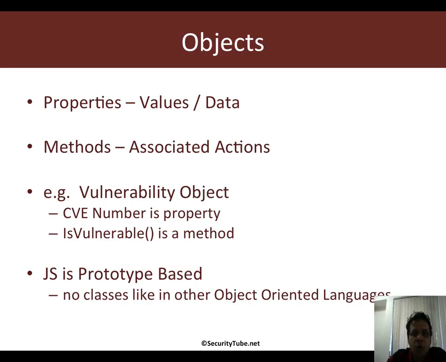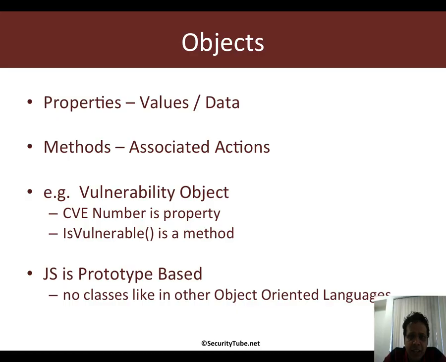Now let's move on to objects, which are much more interesting and at the very same time have a little bit of additional stuff which one would need to understand. Now if you're coming from an object-oriented programming background, you would know that objects typically have properties which are really value or data, and they have methods which are associated with certain actions. Now for people who are not from an object-oriented background, no fear, we will touch upon some of the basics.